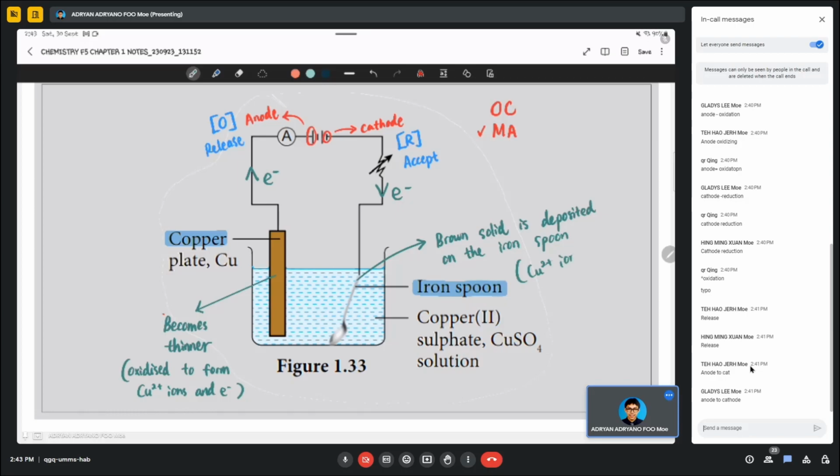Now we learn how to explain. Cu2+ ions come from where? From the solution. They accept electrons at the cathode to form copper metal deposit. This is how I explain. From one diagram, I have already explained electroplating to you. It's just this: electron flow, which is the anode, which is the cathode, what happens at each.